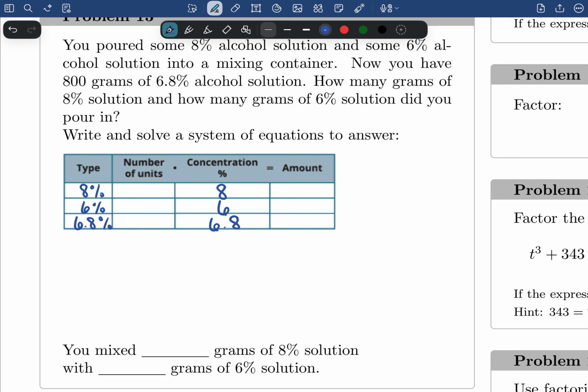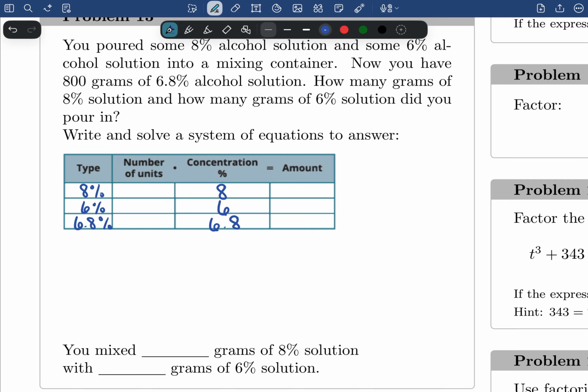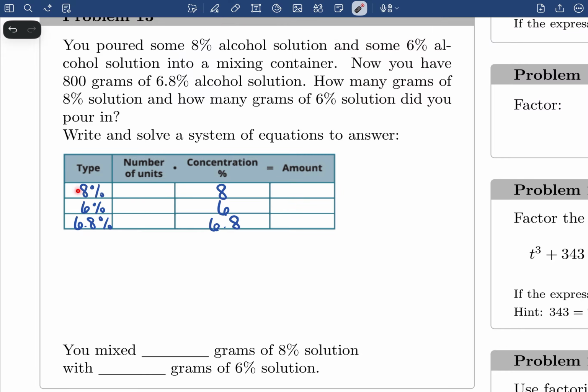Some people say, should you write them as a decimal or should you keep them as integers like this? And the answer is, it would work either way, if you turned 8% into 0.08, 6% into 0.06, and 6.8% into 0.068. But it's easier just to keep them as integers. It'll be easier on your brain instead of worrying about decimals. Great. Now, let's address the number of units for each of these solutions.